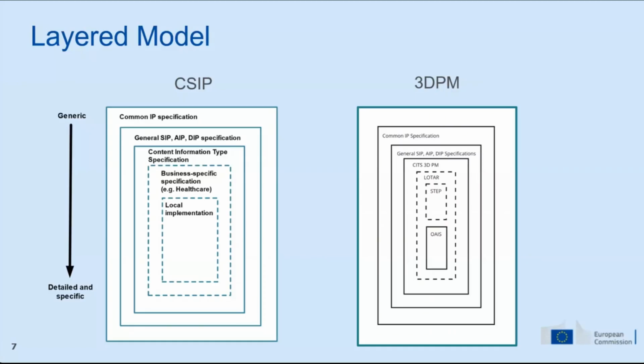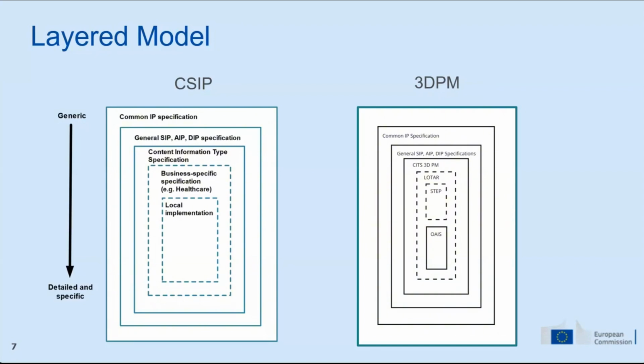So the layered data model means that all conformant information packages according to the e-archiving specifications conform to the common IP. They will be configured to be a package according to their role. There will be a submission package, or there will be a archival package or a dissemination package, and they may, but don't have to, conform to specific content information types.